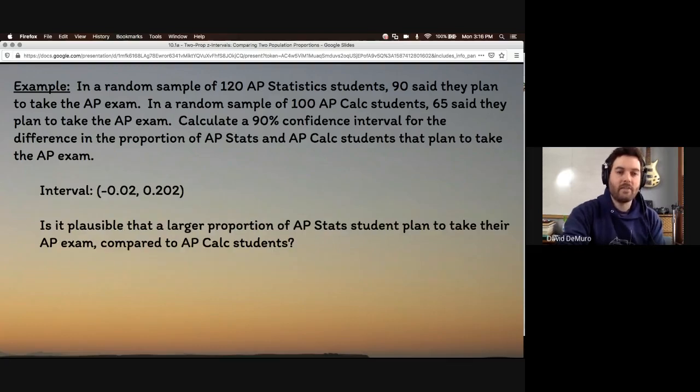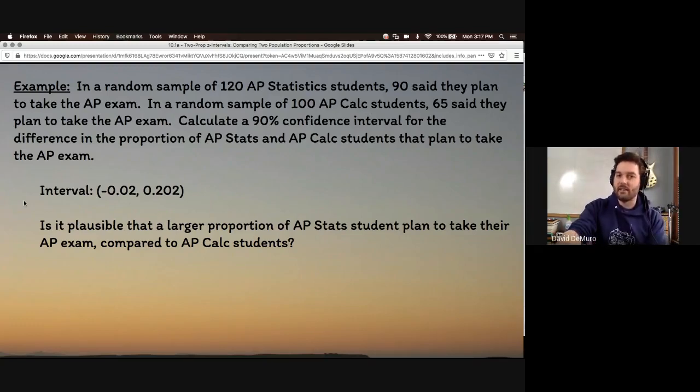One last question here about that interval. Is it plausible that a larger proportion of Stat students plan to take their AP exam compared to Calc students? Really what we're looking for is if this interval is entirely positive, that gives us evidence to say it's plausible that more Stat students plan to take the exam. Whereas if the interval was entirely negative, that would give us reason to believe that fewer Stat students plan to take their exam compared to Calc students. Now, this interval is mostly positive, but it does include some negative values, so it's not entirely positive.